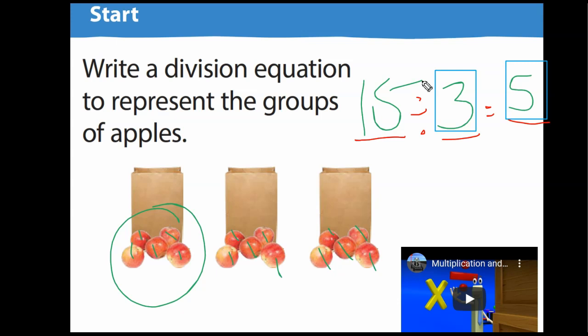Could I have done this? Oh, there's one group has 5 apples. Oh, and then how many bags do I have? I have 3 bags. Could I have done that? Of course I can.